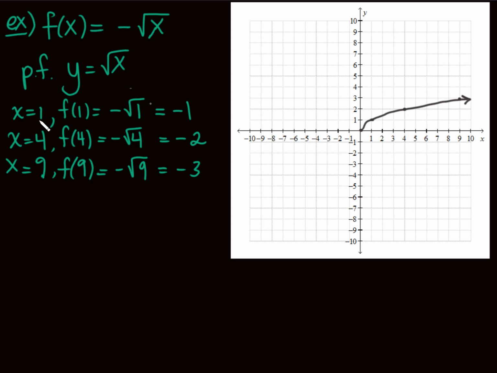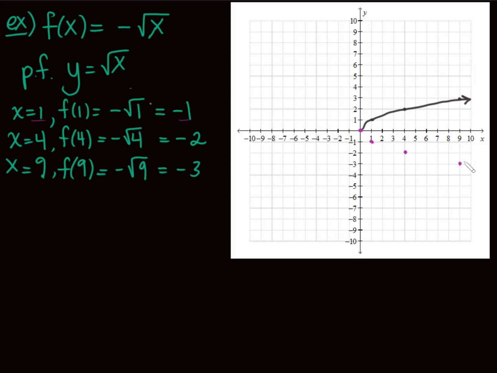All right, so look at the points we have. I have 0, 0. I forgot to do that one. Then I have 1, negative 1. Then I have 4, negative 2. And then I have 9, negative 3. So look at what this has done.